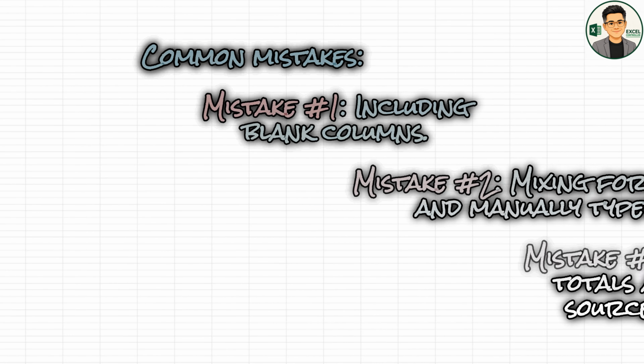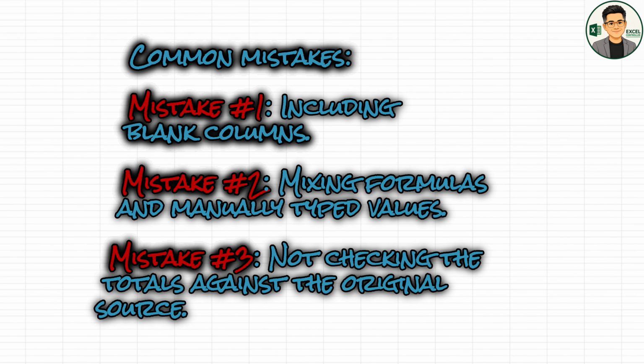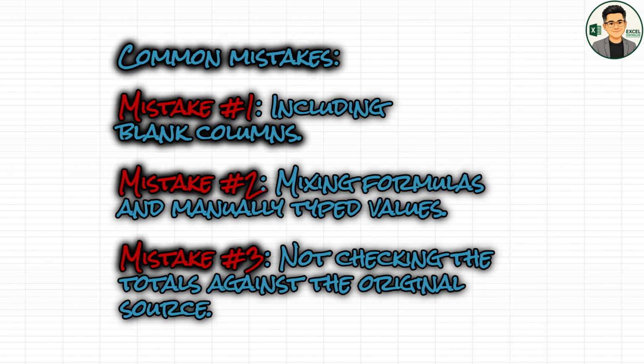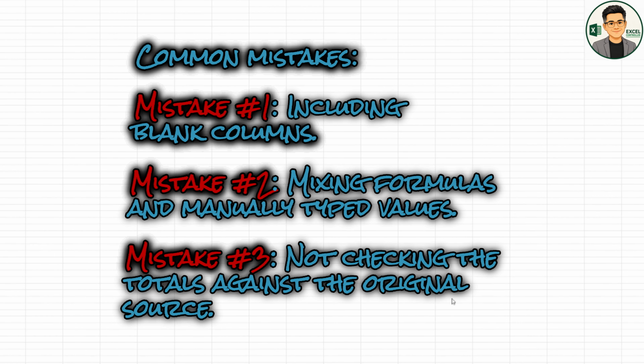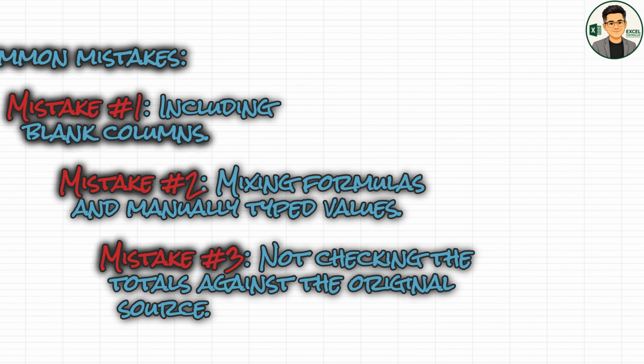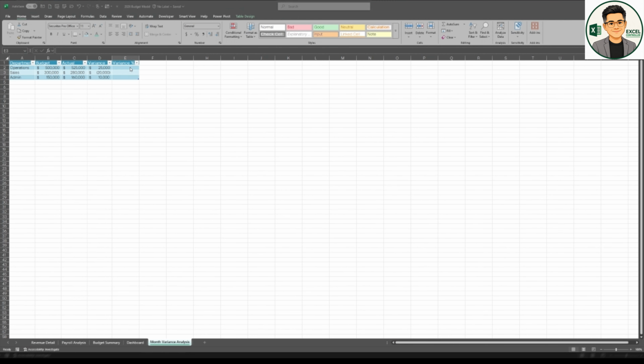Common mistakes. Mistake number 1, including blank columns. Mistake number 2, mixing formulas and manually typed values. Mistake number 3, not checking the totals against the original source. Always reconcile your results. Now, let's apply Excel basics to a real controller scenario.